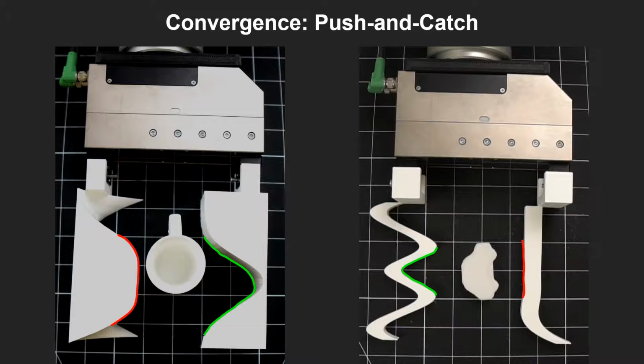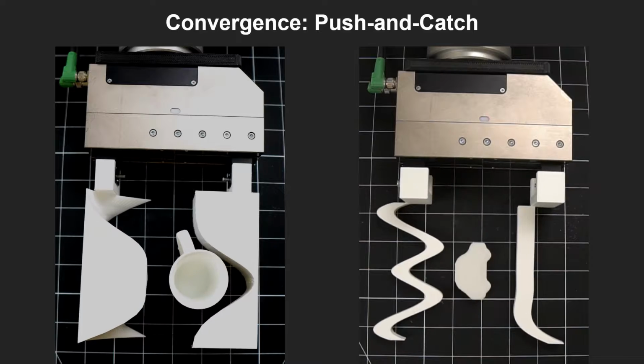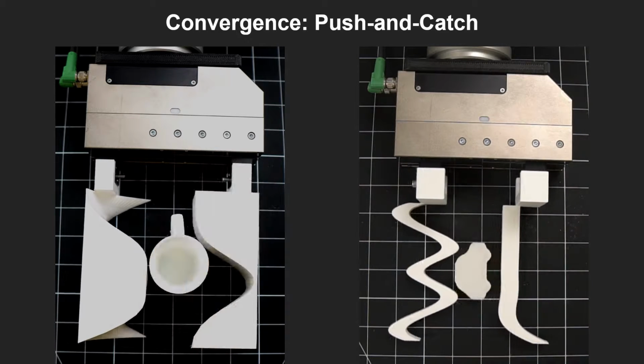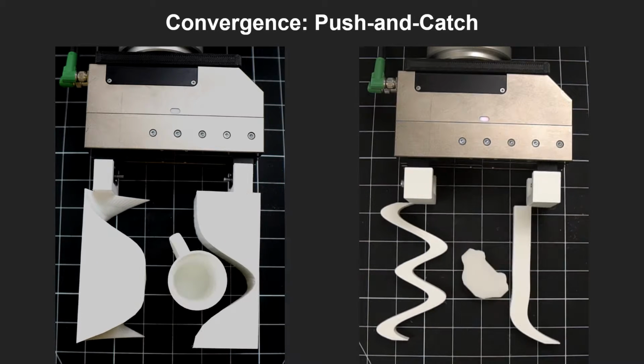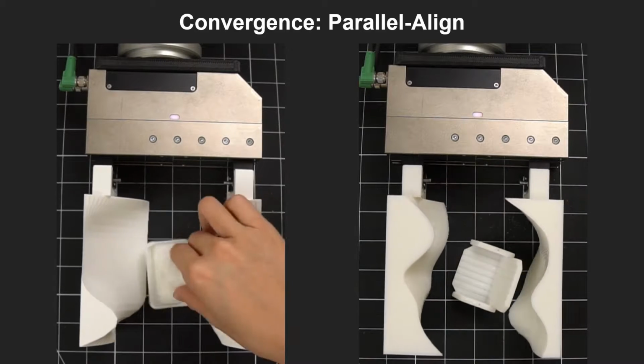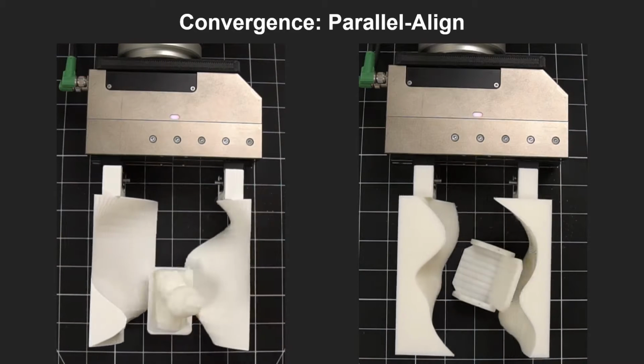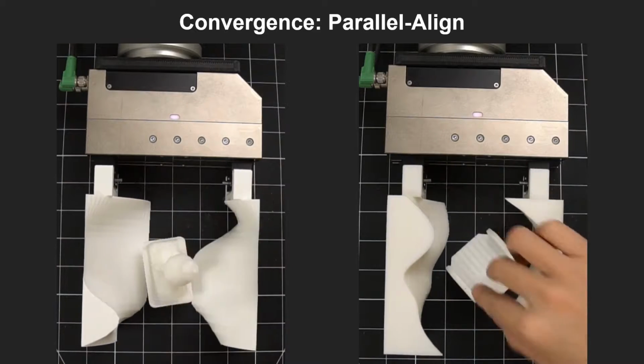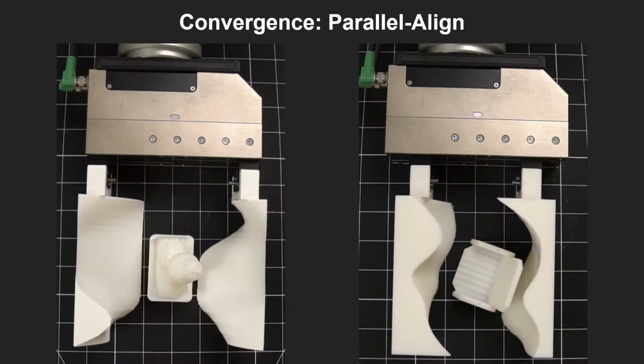What strategies do our automatically generated designs employ to achieve various tasks for various objects? We identify two emergent design patterns for convergence. The first strategy is push and catch, where one finger features a bulge that pushes the object into the hollow cavity of the other finger. Another strategy that the model automatically learns is parallel align. When objects exhibit symmetric flat edges, our designs utilize two parallel surfaces on each finger to align these edges.